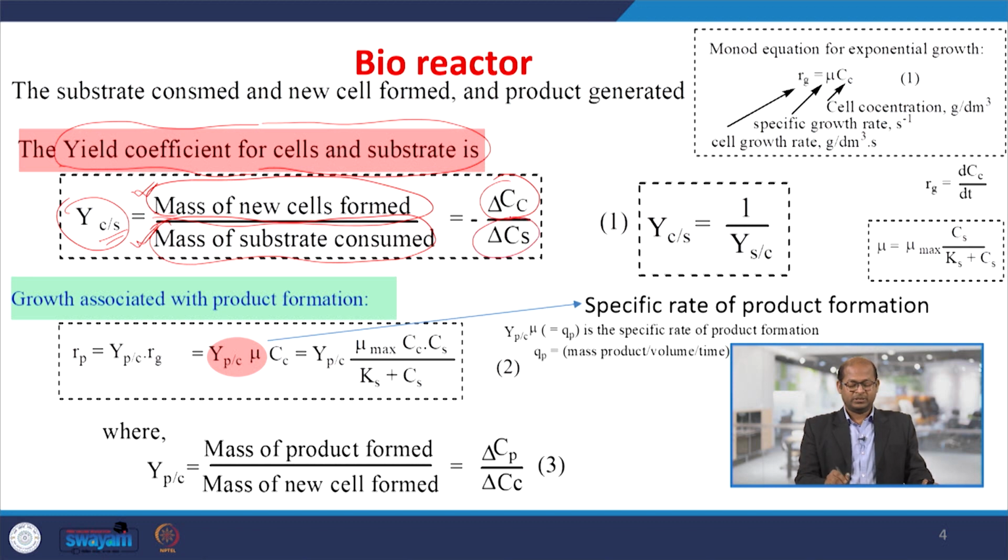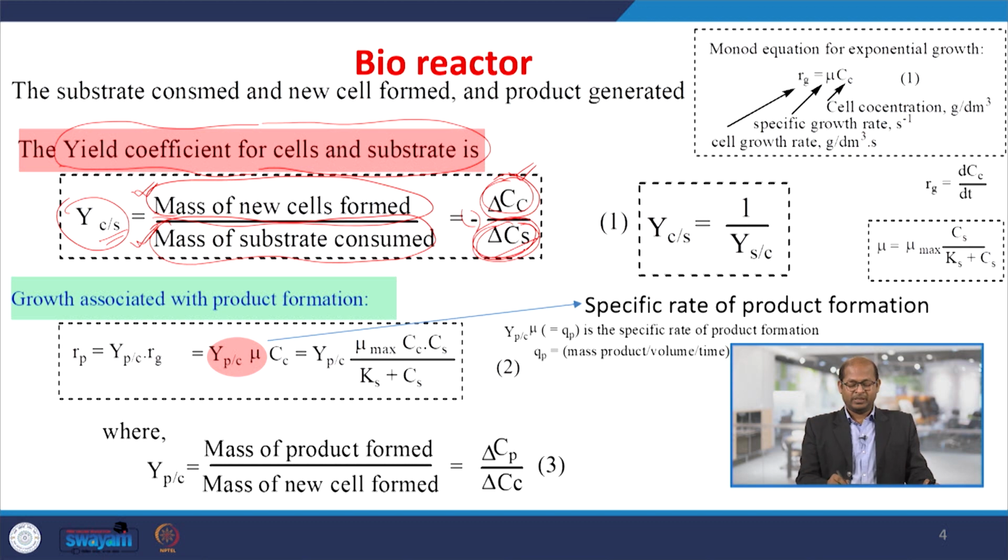Minus delta Cc by delta Cs. Here for the new cell formation, initially the amount of cells we have taken, and at the end of the reaction the total concentration of cells that have formed. If we subtract that, the difference would be the new cells formed during the reaction. Delta Cs is the substrate: initially you have taken some, and at the end of the reaction the concentration of the substrate, if you know, the difference would be delta Cs.